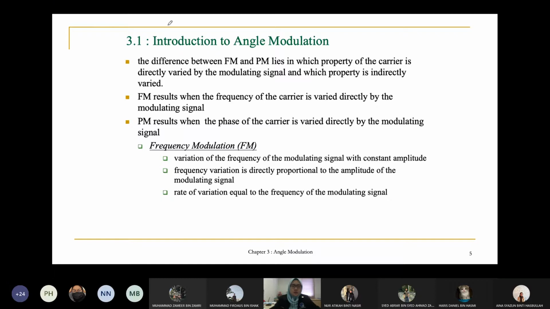So this is what I have explained to you before. For frequency modulation, the one that is varied is the frequency of the carrier, directly by the modulating signal. But for phase modulation, the one that is varied is the phase of the carrier, directly by the modulating signal.